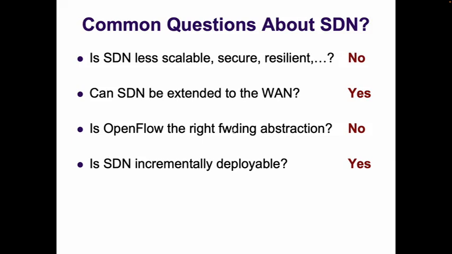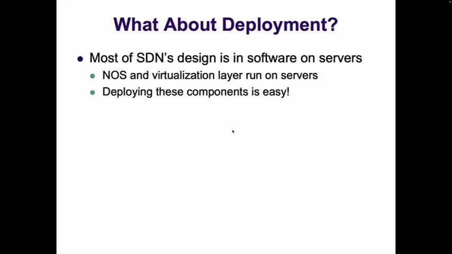Can it be extended to the WAN? And the answer is yes, and Sylvia is doing work in that area. Is OpenFlow the right forwarding abstraction? I think the community's answer is absolutely not. Is SDN incrementally deployable? And the answer is yes. And so how can this possibly be? So I want to end by answering that question.